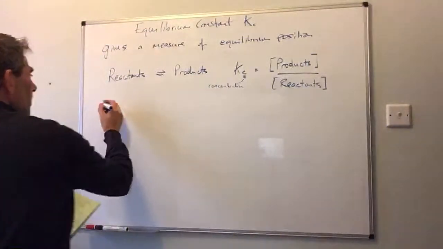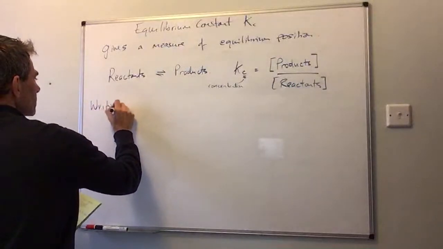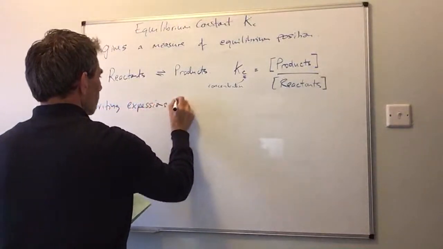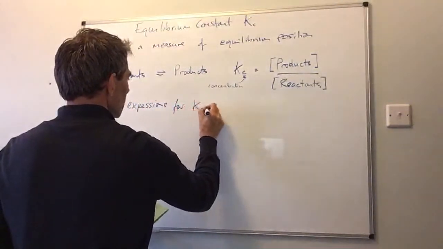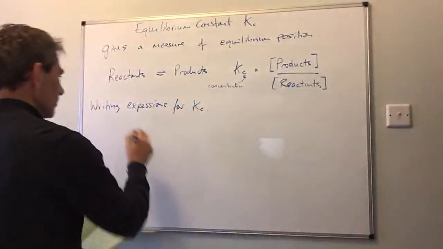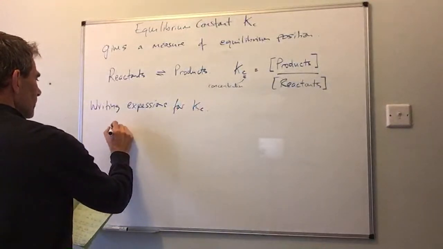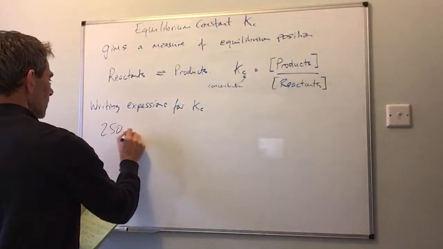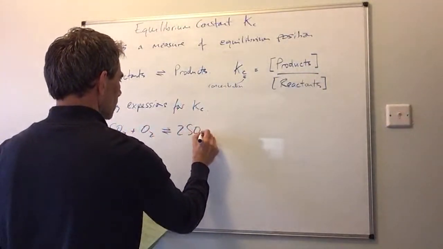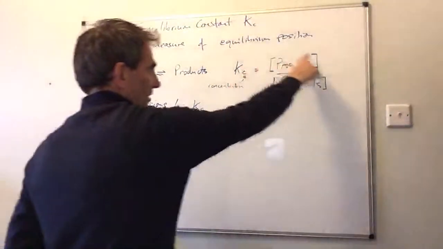Right, so we're nearly at the end now, you'll be pleased to hear. The next thing is we need to be able to write expressions for Kc. So let's go for the equilibrium that we used all the time in the Le Chatelier's principle stuff. That was 2 moles of SO2 plus O2 in equilibrium with 2 moles of SO3. Okay, so remember, that's the basics.